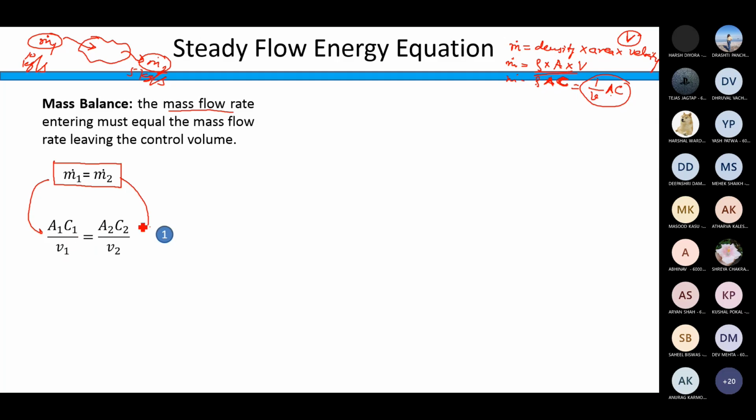This must be equal to A2 C2 divided by V2. The cross sectional area at inlet, velocity at the inlet, and specific volume at inlet. Same quantities at outlet. Name this as equation 1. So this equation is also called as a continuity equation.